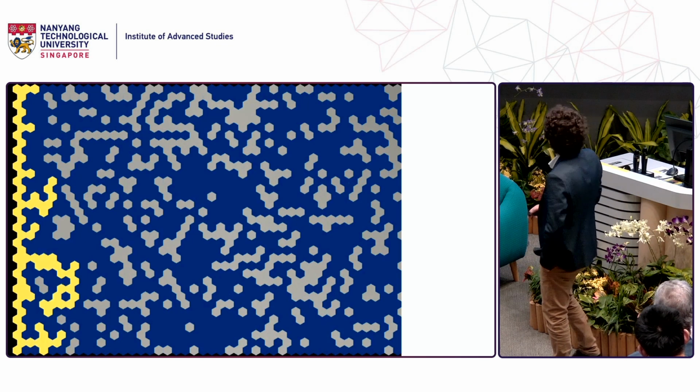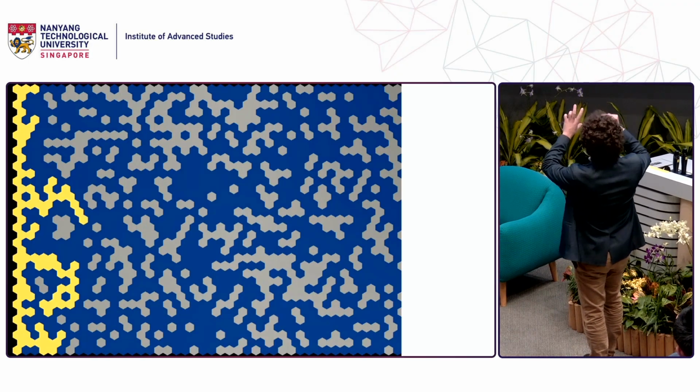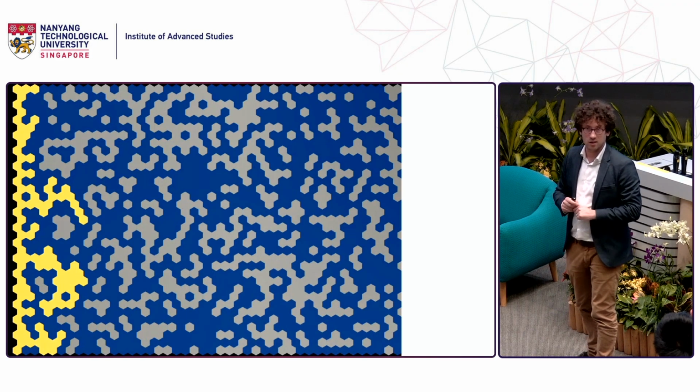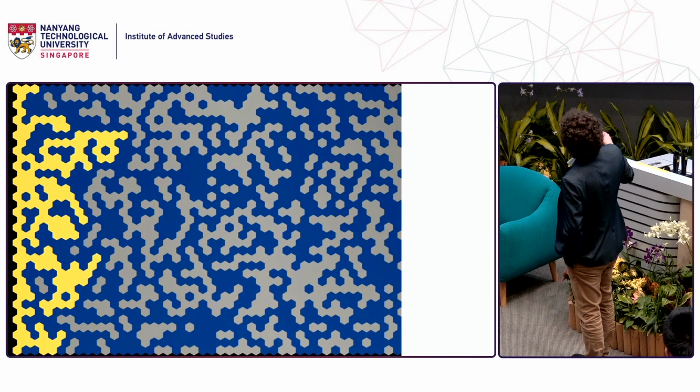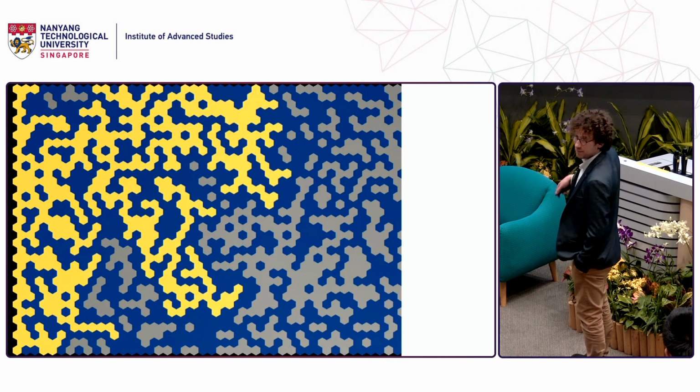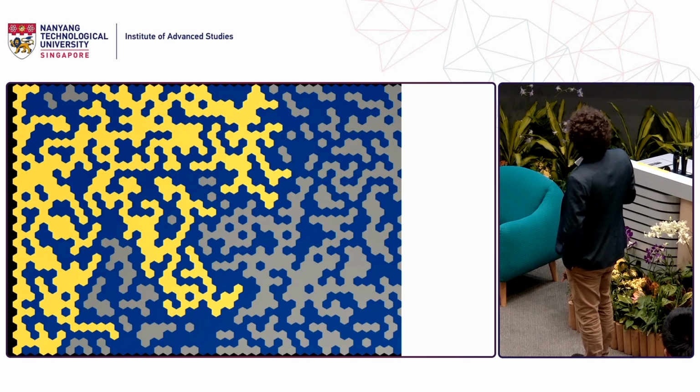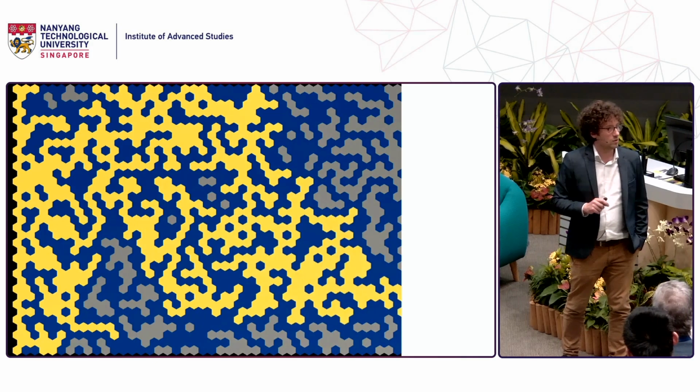Okay? Is it clear what is happening? I'm increasing the probability that each hexagon is yellow. And the dark yellow are the yellow hexagons connected to the left. Okay? Did everybody understand the simulation?